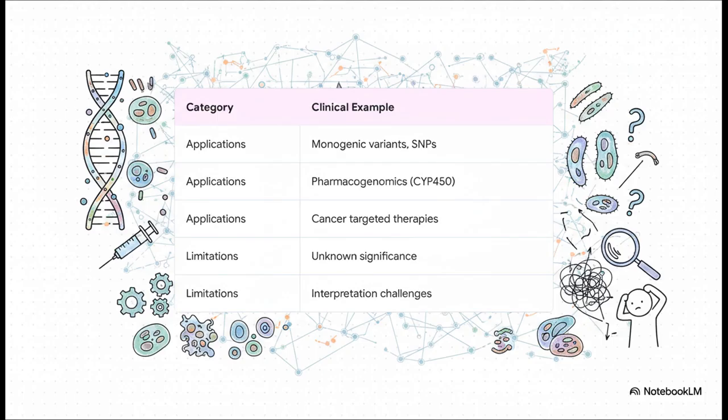But we have to talk about the limitations. There are two primary hurdles you absolutely must memorize. First, the frequent discovery of variants of unknown significance, and second, the massive interpretation challenges that pop up when you're analyzing these gigantic genomic datasets.